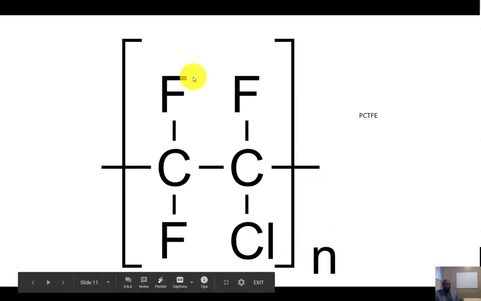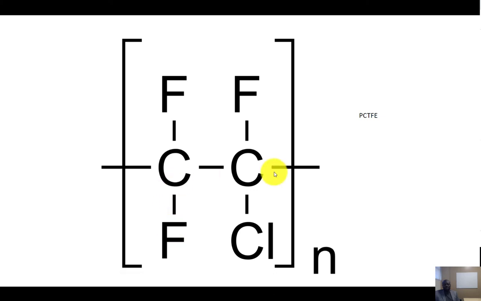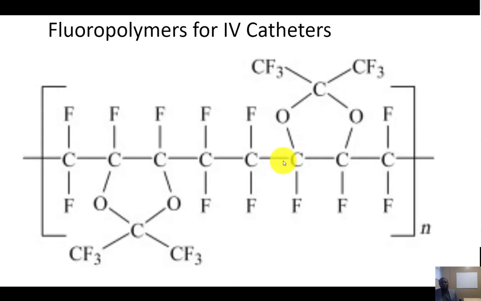Polychlorotrifluoroethylene. These are some of your fluoropolymers, but they can get more complex, right? This is an example of a fluoropolymer as well. They don't all have to be as simple as what we're showing. Let's take a look at catheters just as a reminder of what a catheter is, and we'll look at one from B. Braun.